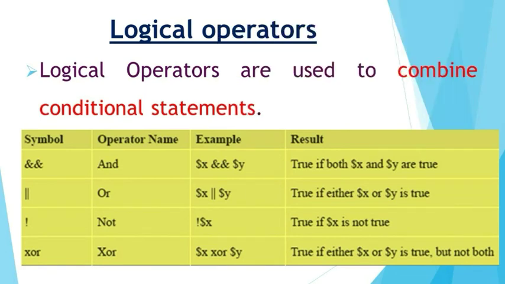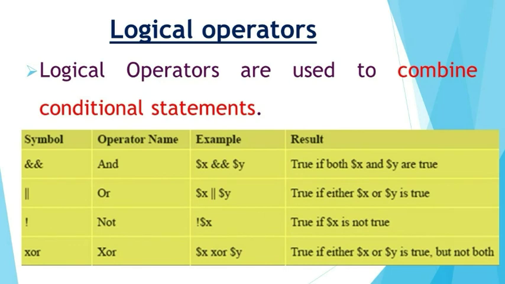And next, NOT. NOT means the opposite of the value. Which means if you give true, then it returns the false value. If you give false, then it returns the true value. If x is equal to 1, it returns 0, which means the false value. If you give 0 for x, it returns true. So it returns the opposite value.